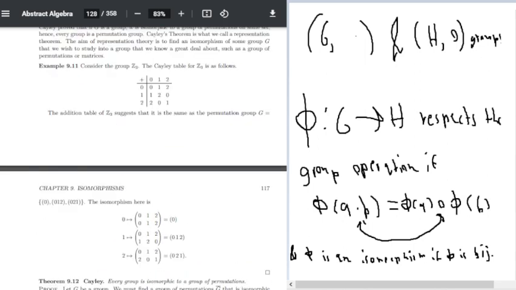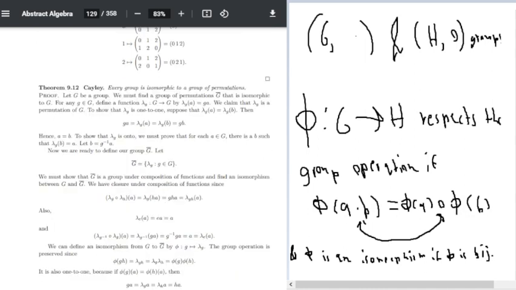Another way of saying it is, notice that 0 has a permutation under it. So 0 goes to 0, 1 goes to 1, 2 goes to 2. Then 1 has the permutation 0 goes to 1, 1 goes to 2, 2 goes to 0. And then 2 has the permutation 0 goes to 2, 1 goes to 0, 2 goes to 1, which is exactly the permutations described here.